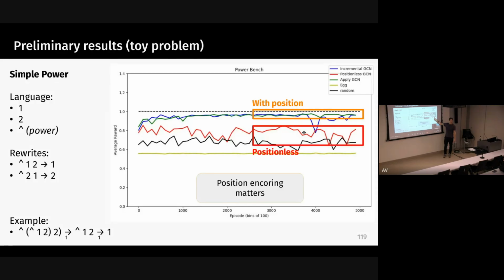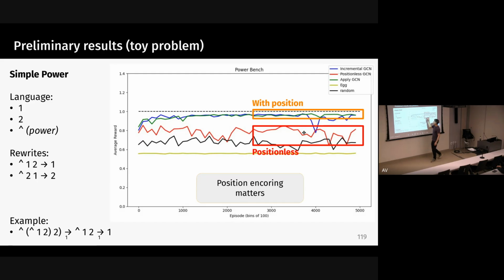Random is better than exact, and this is all good. But as you can notice, the positionless approach is less good than having the position encoding in the adjacency matrix. And that makes sense, because you need to understand if you have 1, 2, or 2, 1. You don't know if you have one or the other, how can you determine which rule to apply?